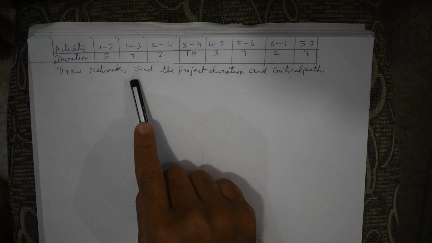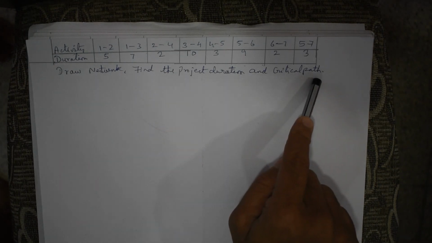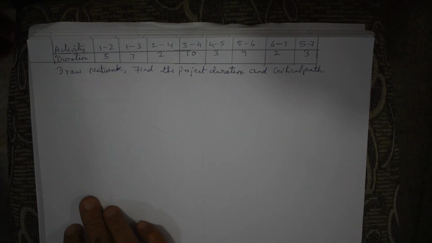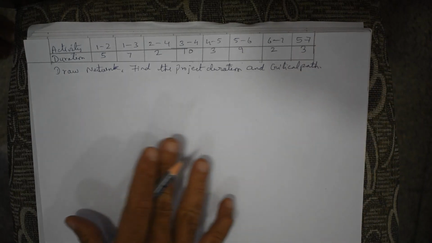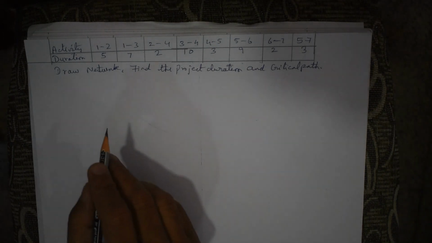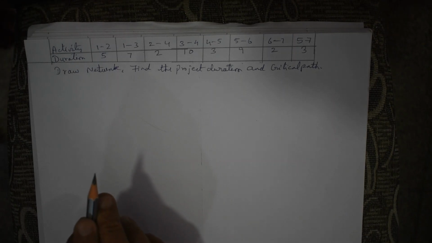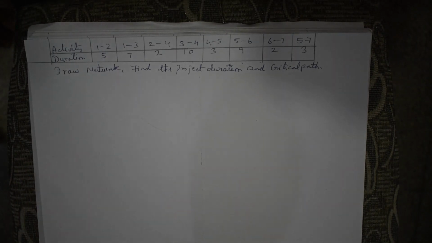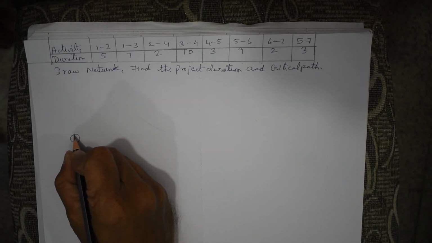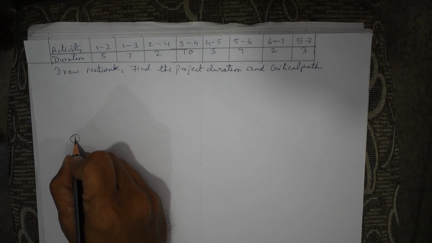So for finding the project duration and the critical path, we need to first draw the network. So let me teach you a freehand version of drawing the network. After the freehand version is drawn, you can use a proper scale, a sharp pencil, and draw a good networking diagram. So let us start. One basic rule of a network is there should always be only one starting point and one finishing point or ending point. So I'll start with the starting point here, which is 1.